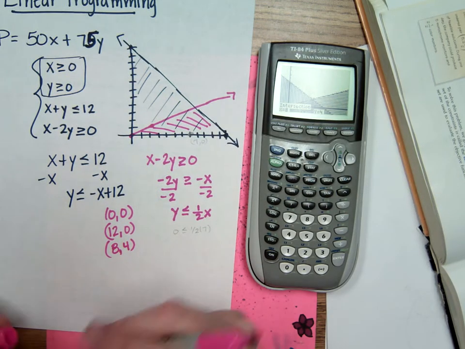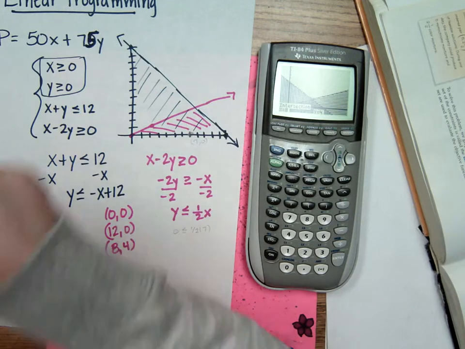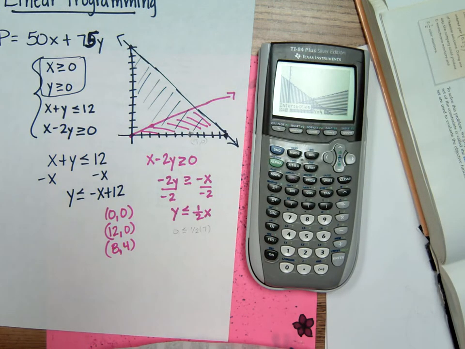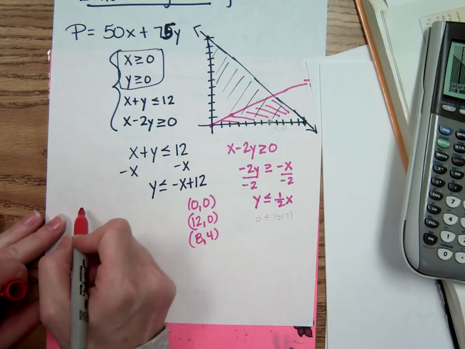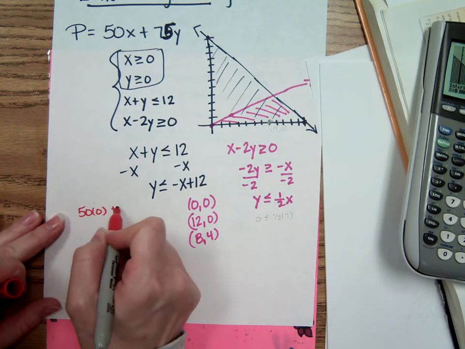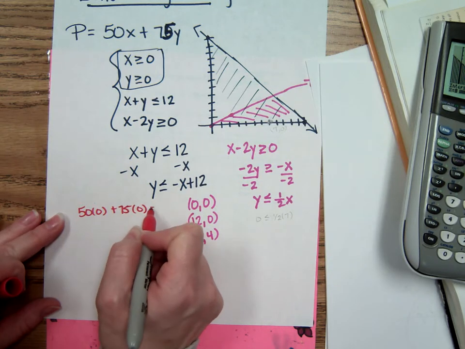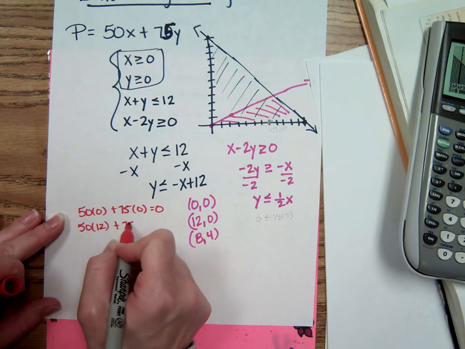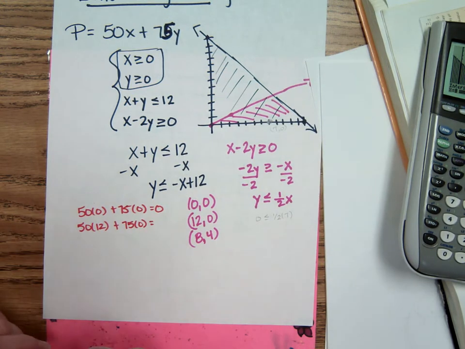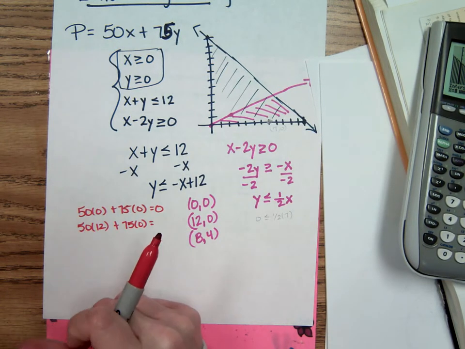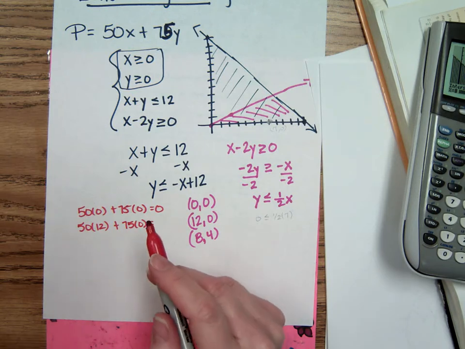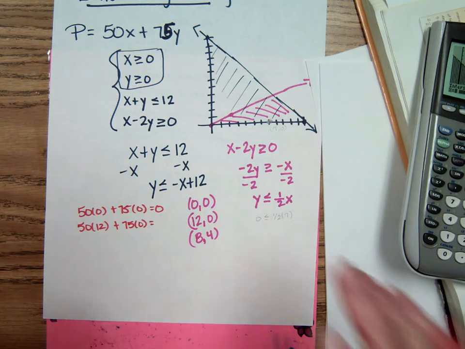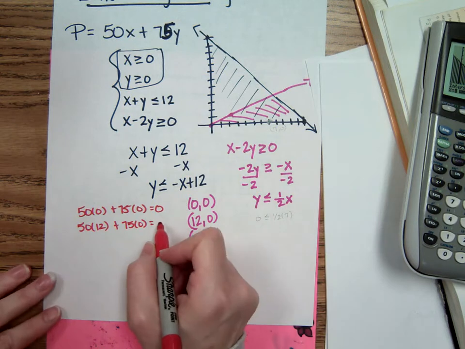All right, so now I take these 3 points that I just found and I put them into my profit and figure out which one gives me the most. Well, guess what? It ain't the first one. Does 50 times 0 plus 75 times 0, you think that's going to give me the most money? How about 50 times 12? What is that, 6,000? Better check it. Oh yeah, it is 600.